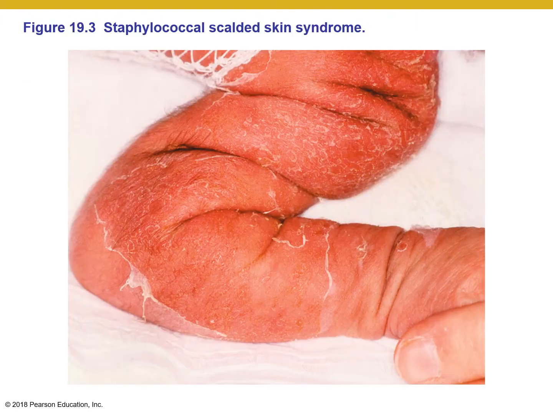Here's a picture of a newborn. You see in the lower right-hand corner an adult thumb holding the baby's foot, so you can see how tiny this baby is, and you can see that the epidermis is peeling off. So this is not a happy baby.